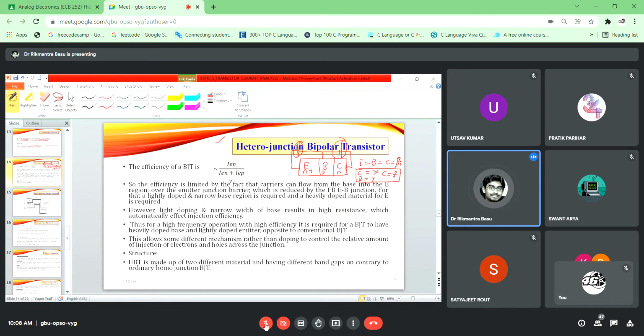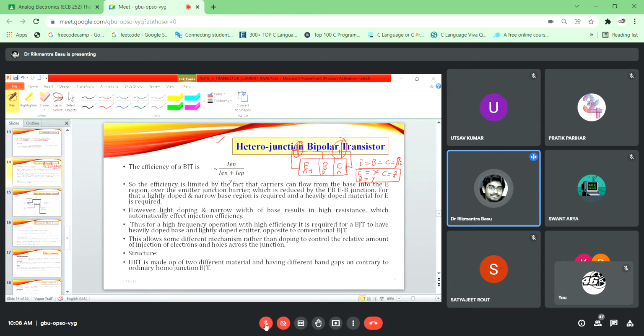Energy band gap. How are materials characterized? Simply, because of their energy band gap. Why is silicon different from germanium? Germanium is 0.8 electron volt, silicon has 1.1 electron volt. That is the basic thing. If the energy band gap changes, then many other effects come into the scenario.